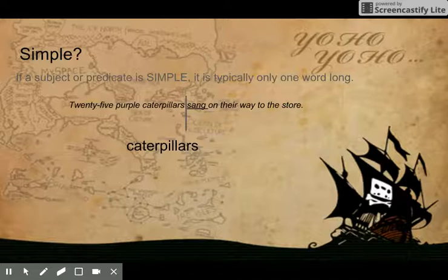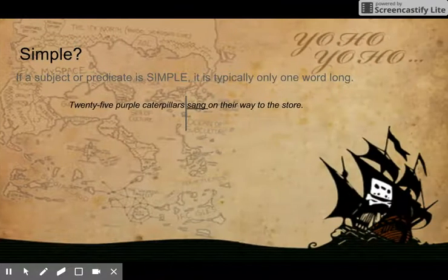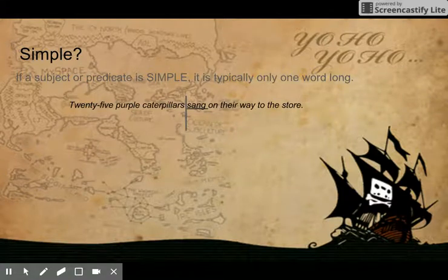Everything else to the left of the mast provides more detail about the caterpillars in the subject, but it really comes down to talking about the caterpillars. And conversely, the predicate is a simple version of everything to the right of the mast in the predicate. What is actually happening with no embellishment? Here's the beautiful thing, Grammar Pirates. We've already done the hard work here. It's underlined. They sang.